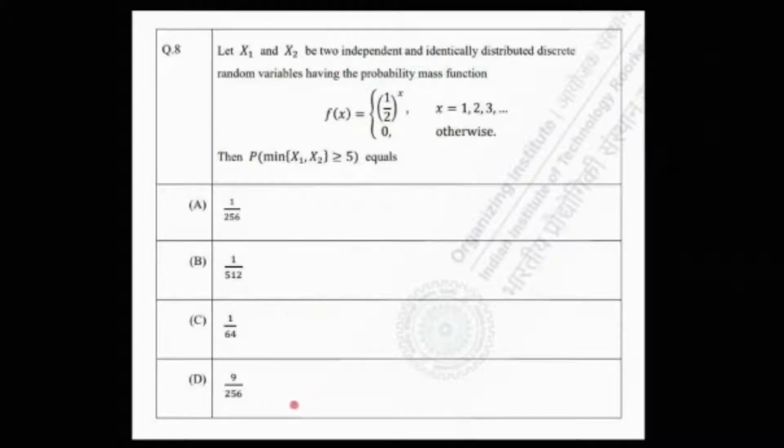So we have to find the probability of the minimum of x1 and x2 greater than or equal to 5, right? We are given the PMF, the probability mass function, of both of them. They are identically distributed, and they are independent. They are IID, independent and identically distributed.